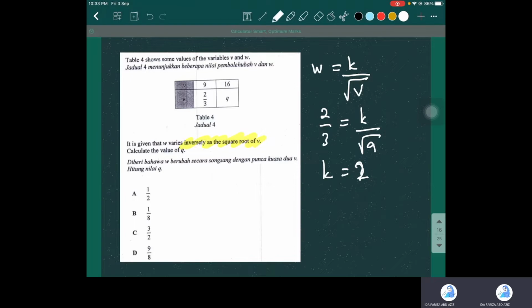Okay, sekarang ni kita nak cari nilai W. Nak cari nilai Q. Q ni W lah. Okay, so Q ni tak tahu, equals 2 over square root of V. V sekarang 16. Okay, yang ni saya rasa tak payah pakai calculator lah.